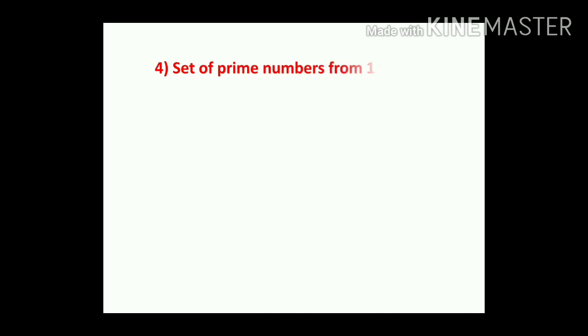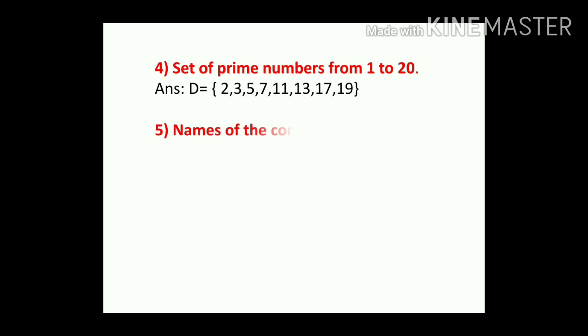set of prime numbers from 1 to 20. Okay children, we have to write here prime numbers from 1 to 20. First of all, give the set name. D equal to, open the curly bracket, 2, 3, after every element we have to take comma and write down, children, up to 19. 19 is the prime number less than 20. Okay. Now move to next one, fifth one.